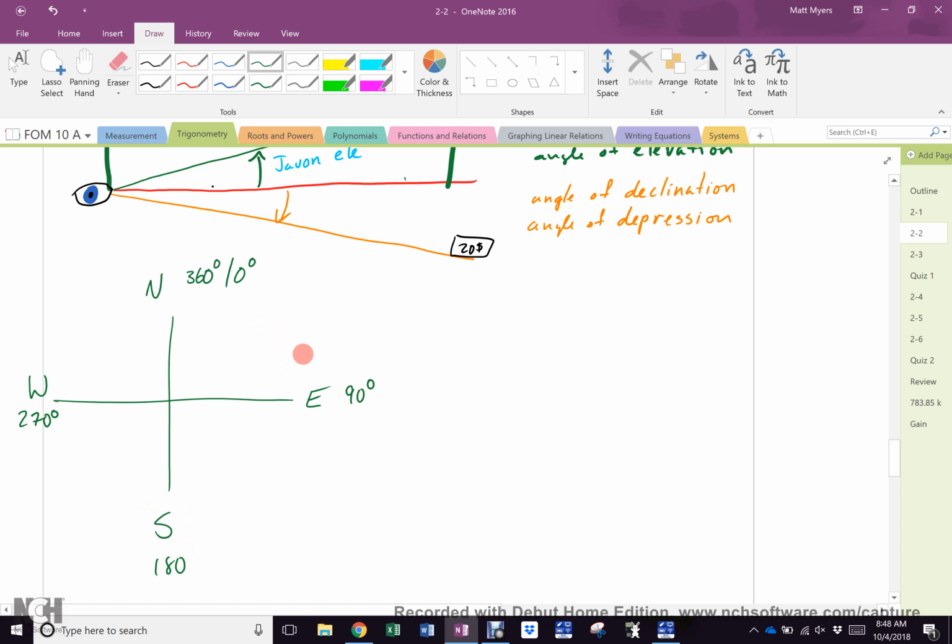So if I tell you, and I'm going to do this first one pink, if I tell you I am walking at a heading, or it might be bearing. I can't remember which is which. I'm sorry, I'll look it up in a second. But I'm going to say if I am walking at a heading of 47 degrees, I am starting right here.